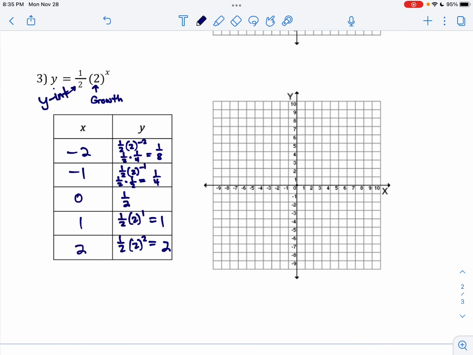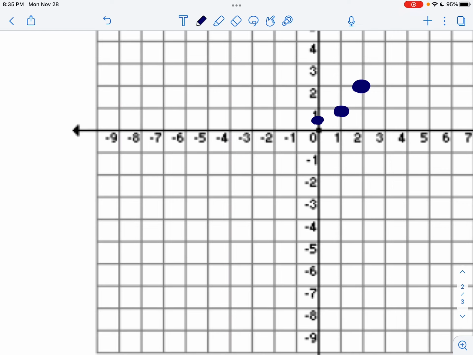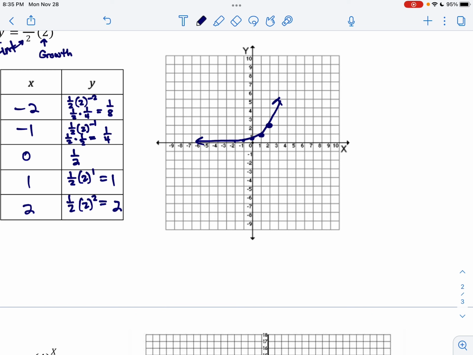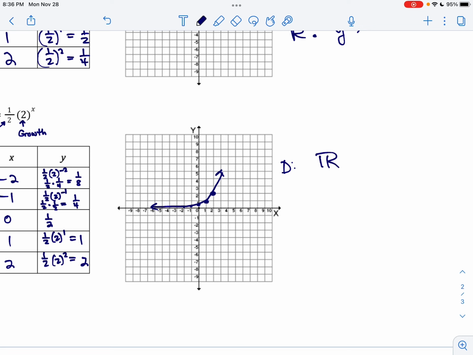Graph them. I'm going to start with 2, 2, 1, 1, 0 and a half, -1 and 1/4, and then -2 and 1/8. It's getting really, really close to that x-axis. We're going to come down, and it's going to get close. It's never going to cross. And there we have it, our exponential growth. Domain is always all real numbers. Range, since it's above, it's going to be y is greater than 0.